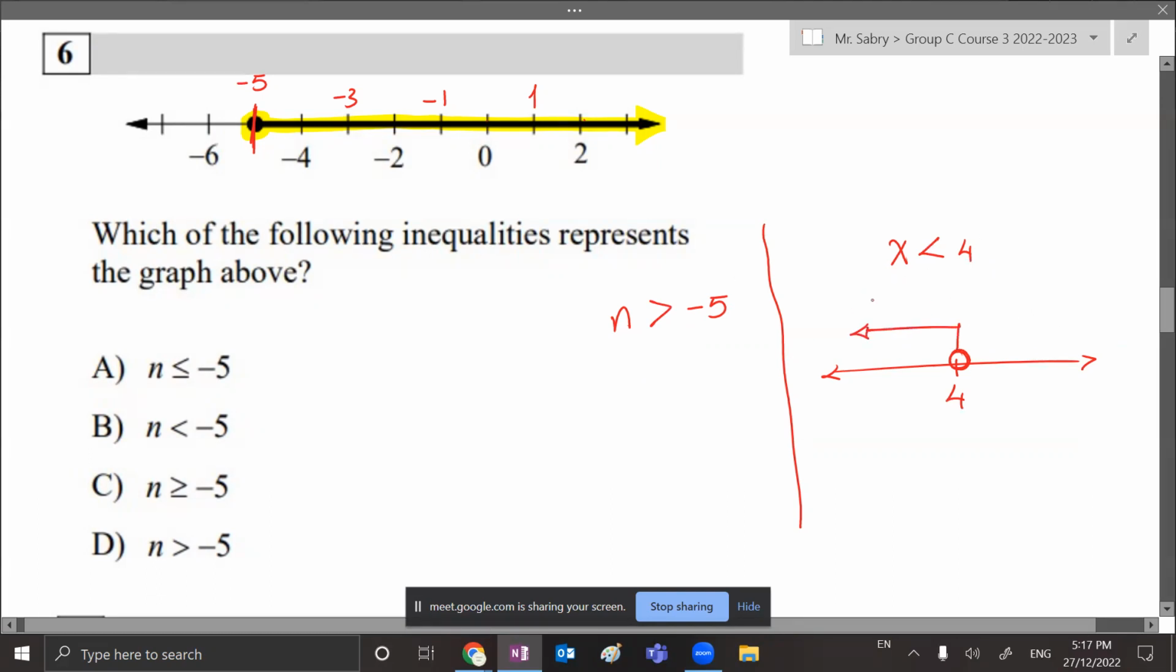X less than 4, then the left side is smaller, because here is the positive and here is the negative side. So as we're going to the right, this is getting bigger. As we're going to the left, this is getting smaller. In this case, because this is a shaded circle, then it must be bigger than or equal. So again, bigger than or equal, less than or equal, will have a shaded circle, while less than or bigger than only will have an open circle. So the answer for this one is C as well.